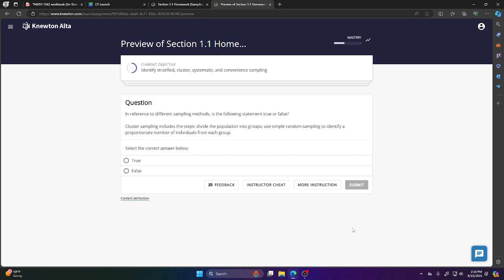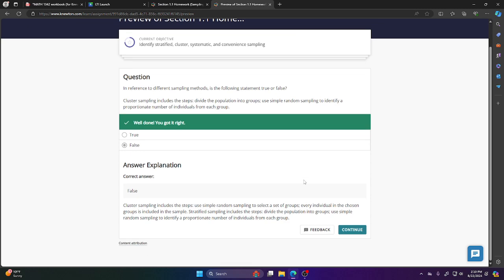Okay, so different sampling methods, true or false. Clustering would divide into groups. Use this proportionate. Whoa, whoa, whoa. That's not cluster, is it? What would that actually be? Stratified, yep. So this would be a false. Okay, cool. I like that.